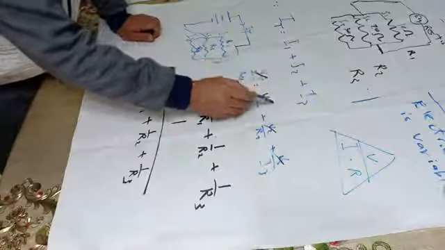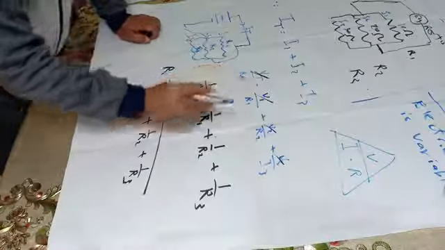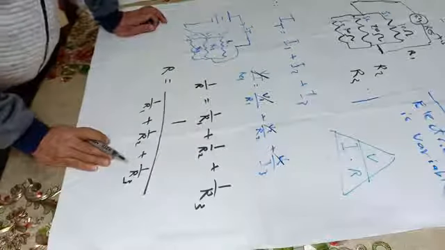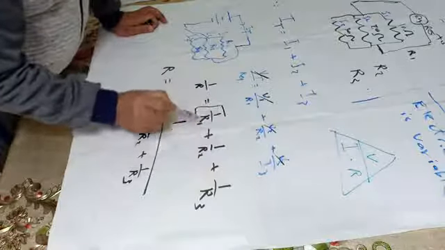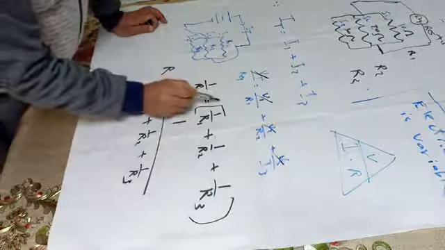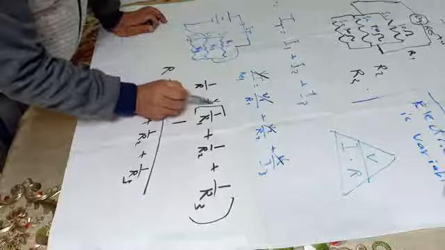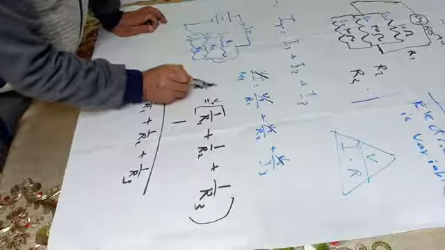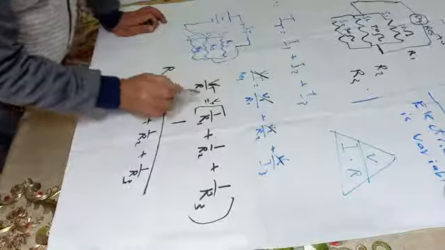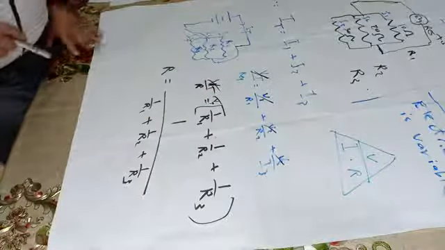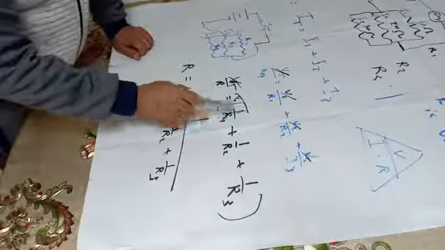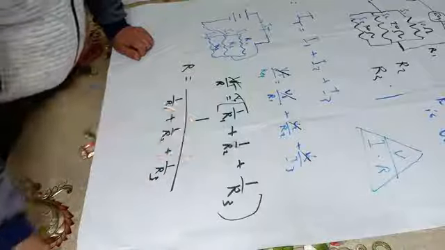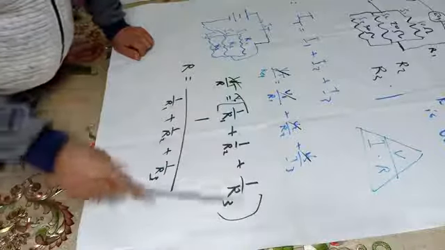V total can be abbreviated with V1, V2, V3, equal to the common factor V total here and V total here. Then we cancel V total from both sides. Then 1 over R equals 1 over R1 plus 1 over R2 plus 1 over R3.